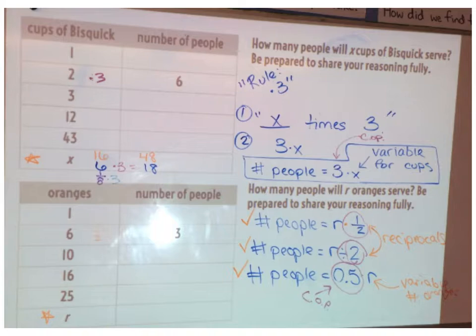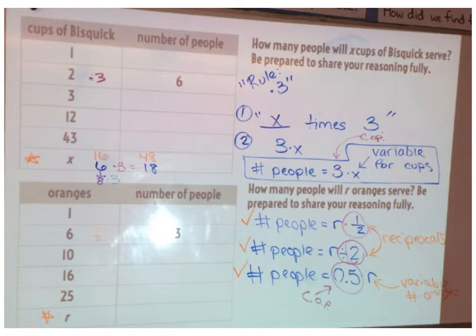So if our rule is times 3, we could write it in several different ways. One, in English, you could just say the number of people you can serve is going to be X times 3. If you wanted to put that in more mathematical language, you would say 3 times X, or even just 3X. That means the same thing as 3 times X.